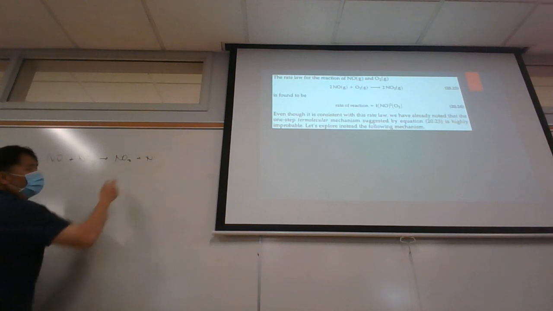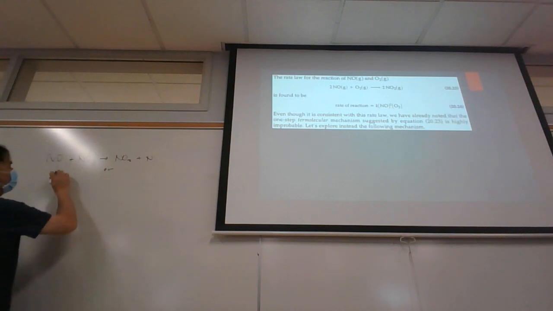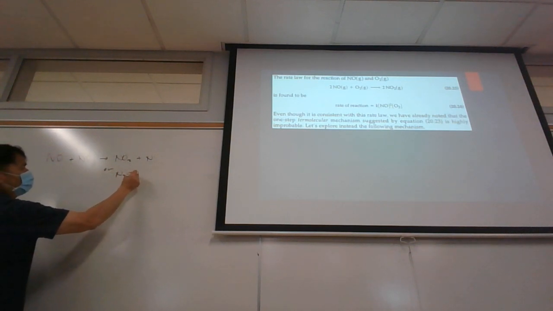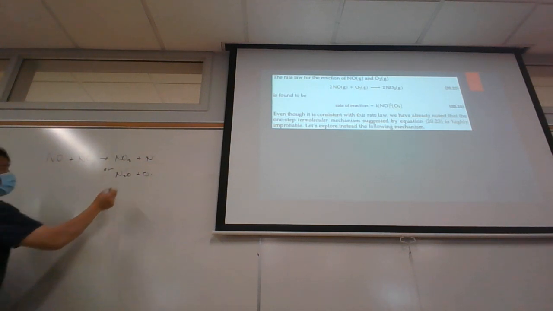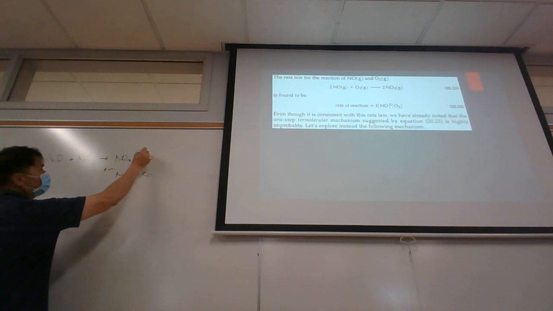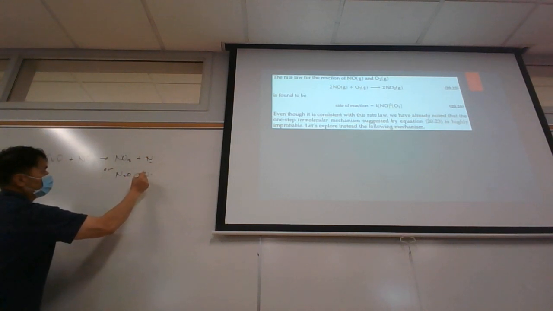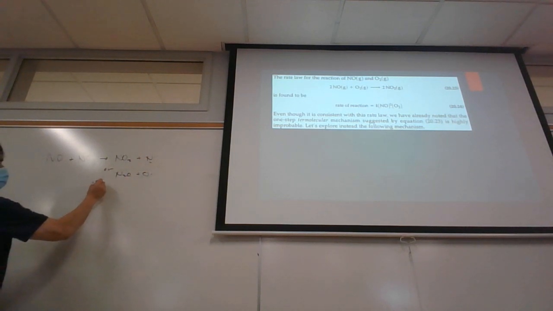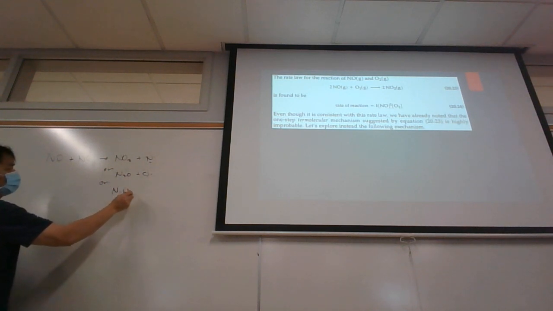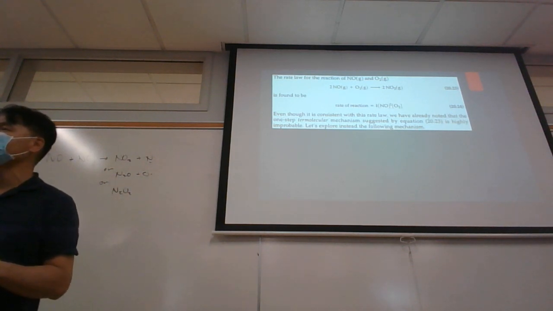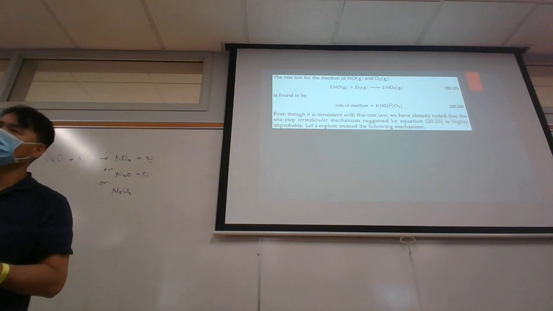It'd be atomic nitrogen, which would be very reactive. Or what? Maybe N2O and an O, which would be atomic oxygen, which would be very reactive. Or maybe an N2O2. Does N2O2 exist? Dinitrogen dioxide.